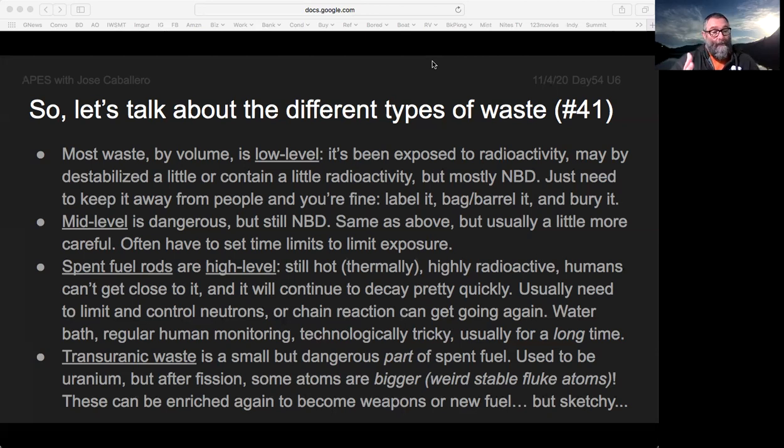So you should know transuranic waste is a product of reactions. Used to be uranium, and now you get some bigger elements. These are weird. And if you can enrich them, that's really useful for weapons because they have a lot of energy potential when these break up, or maybe to make new fuel. Transuranic waste is pretty sketchy.